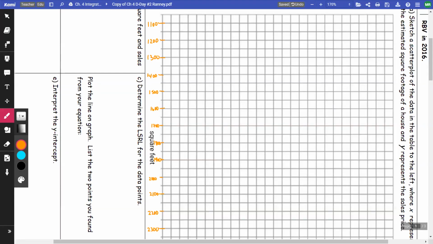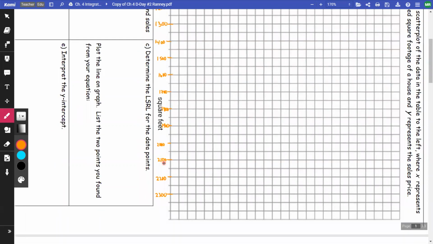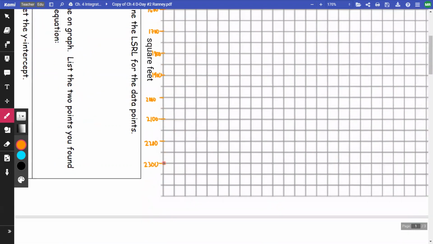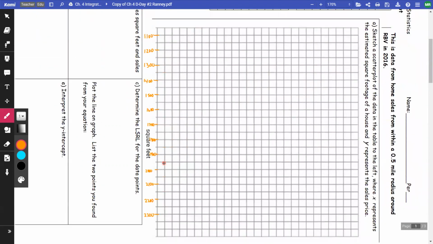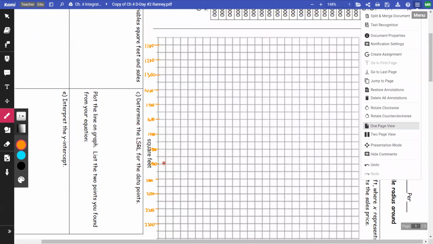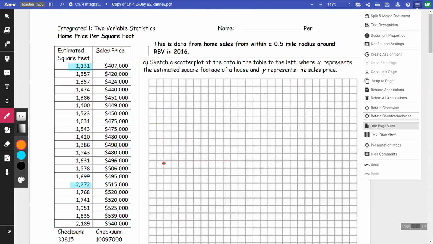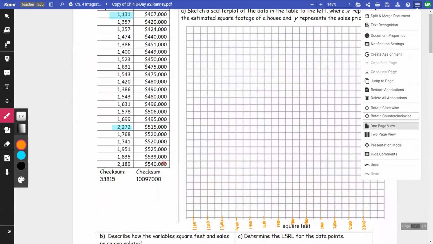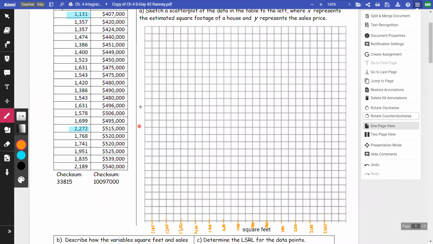So on my X-axis, you can see that I started at 1,100. It went by hundreds here, all the way down to 2,300. Okay, again, this is my X-axis. I'm going to rotate this back. And then I'm going to do my Y-axis.